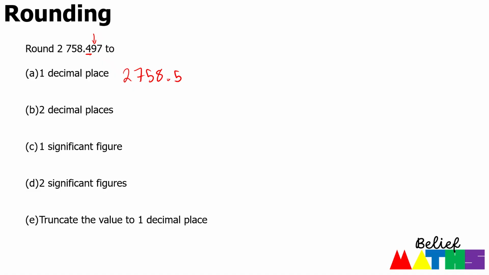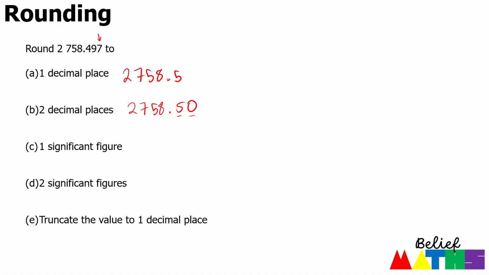2,758.5. The next one asks for two decimal places, so we need to look at two numbers after the decimal point. Now this 7 is going to round the 9 up, but then that 9 becomes 10, which means we carry 1. So it's that example again of double rounding. And in this case, it's 2758.50. Again, two decimal places must be present, so even if it's a 0, we have to put the second decimal place.